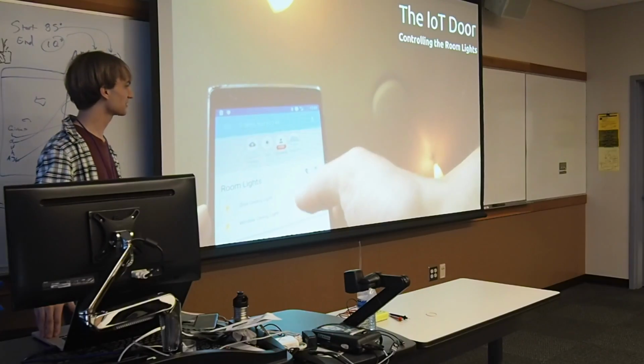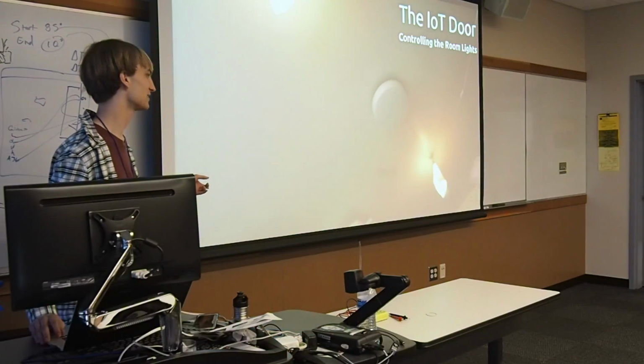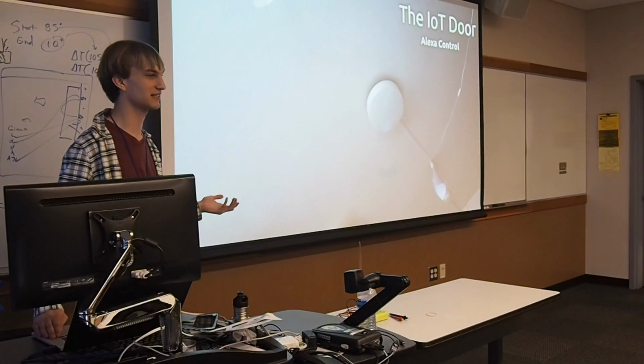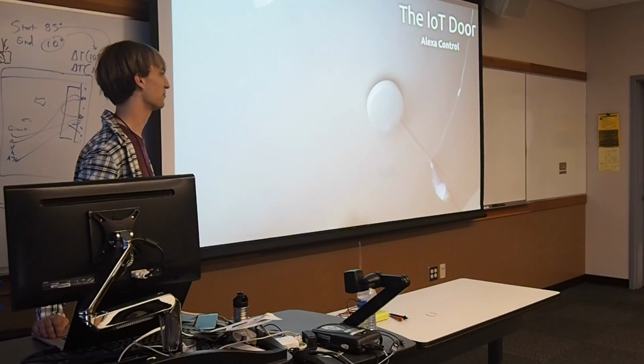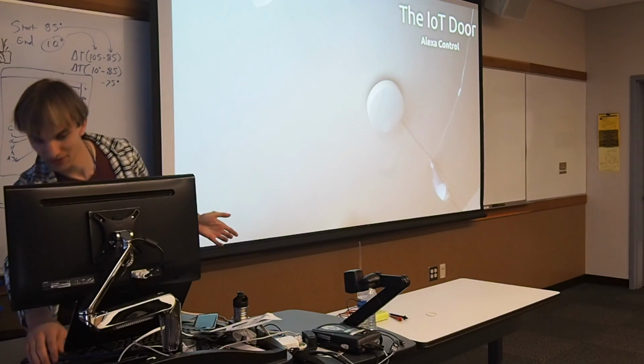Then I was getting kind of tired of having to get my phone out every time I wanted to turn the lights on and off. So I started doing some research, and I found that you can actually build an Alexa around a Raspberry Pi. Oh, it's muted.